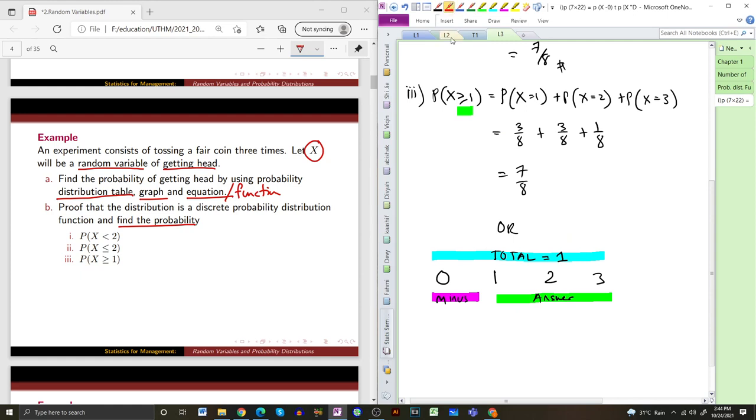So in other words, what you do is total, which is 1, minus this one. If you do this, you will get the same answer, 7/8. Okay, whichever is convenient for you, whichever you understand.